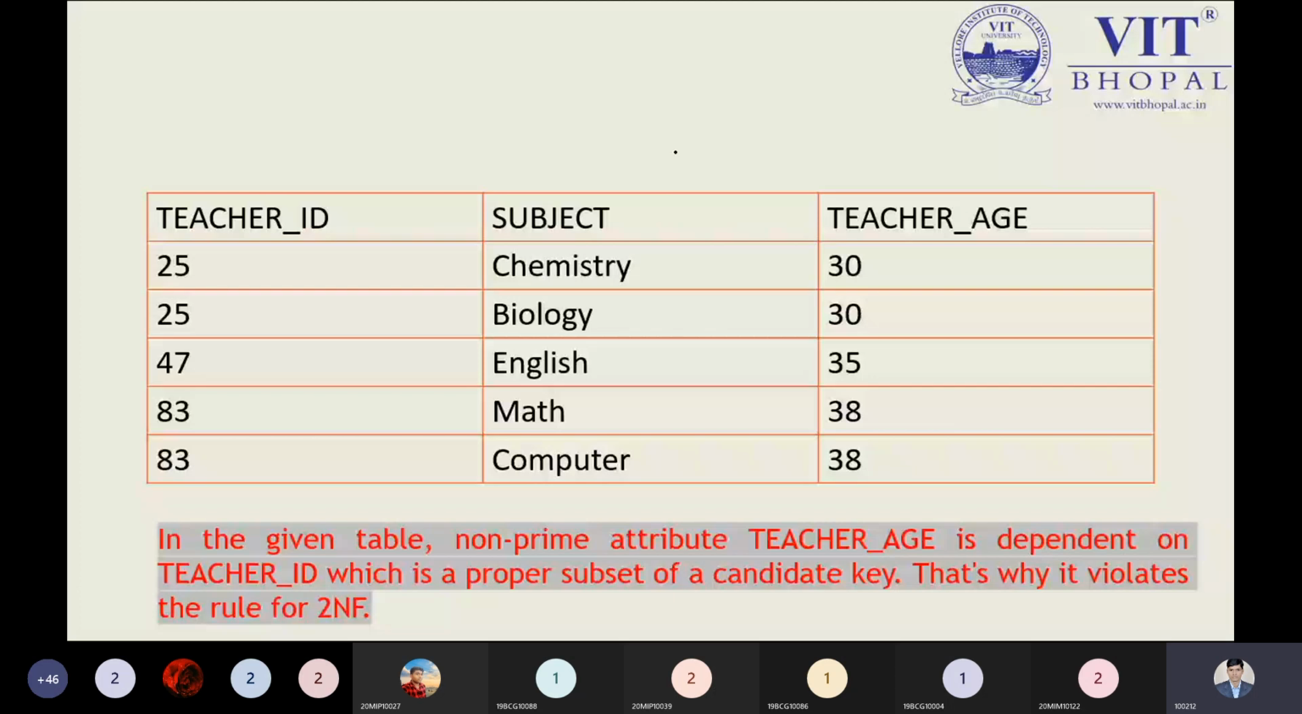So course is not dependent on the teacher ID, and that is the point. So here we can have the duplicacy. So that's why it is violating the rule of the second normal form. This problem should be clear to all, and this kind of question may be asked in the examination to provide confusion.